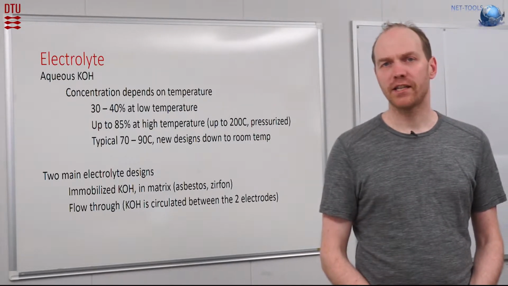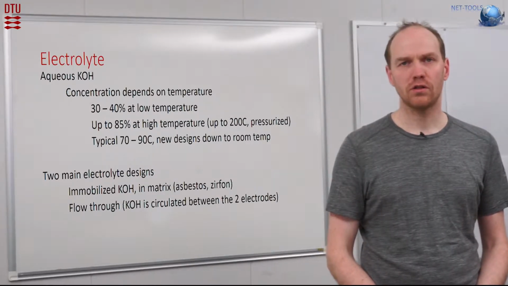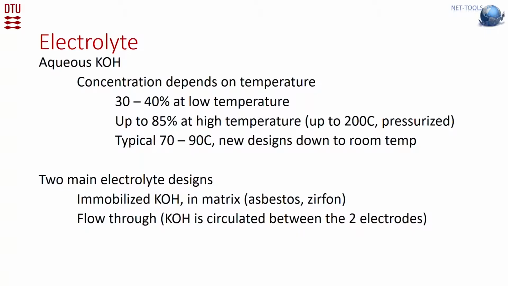The typical operating temperature for the electrolyte and the alkaline fuel cell system as a whole is between 70 and 90 degrees. But a new design has been proposed where you can go all the way down to room temperature, which simplifies the system significantly and also reduces corrosion from the relatively corrosive potassium hydroxide.